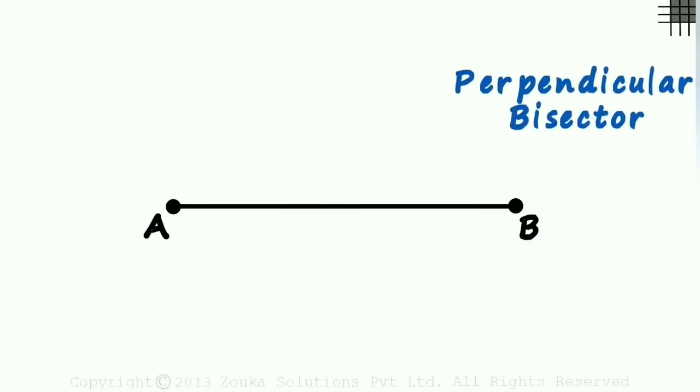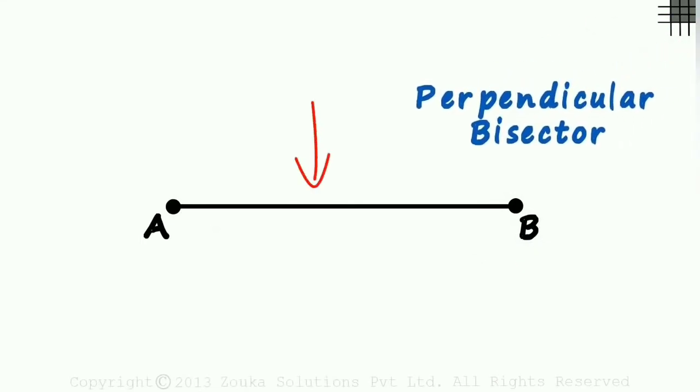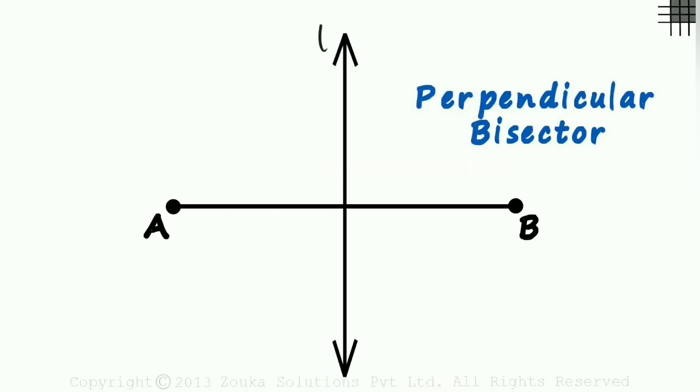Take a segment AB. How would the perpendicular bisector of this segment look? As the name says, it has to be perpendicular and it has to bisect the segment. Let line L be the perpendicular bisector of this segment and say it intersects AB at point C. This will be a right angle and length of AC will equal length of BC. The perpendicular bisector of a segment divides that segment into two equal parts and is also perpendicular to it.